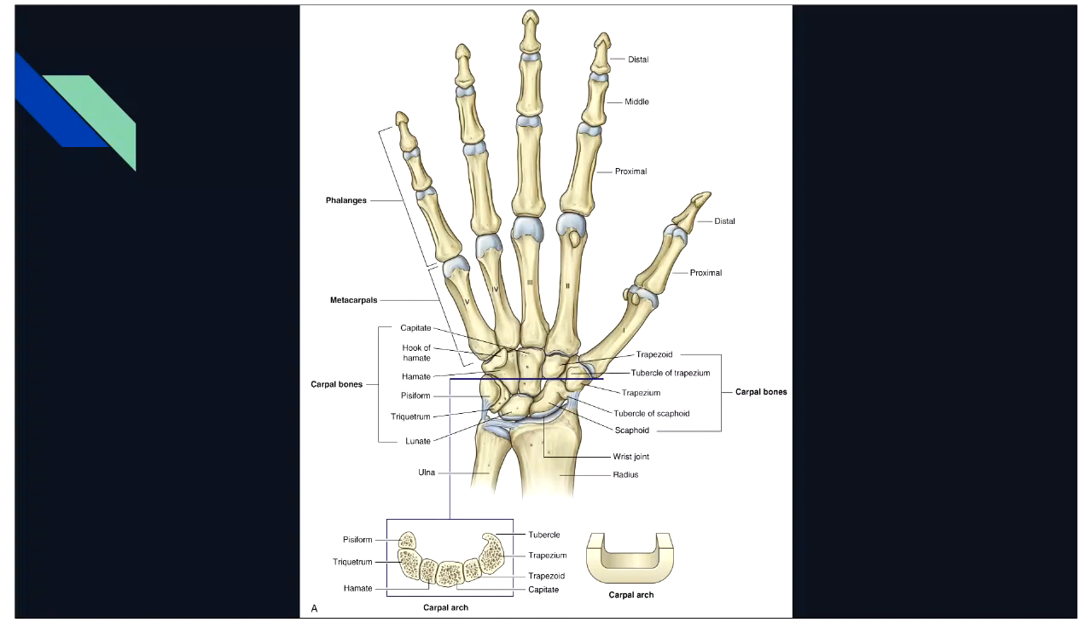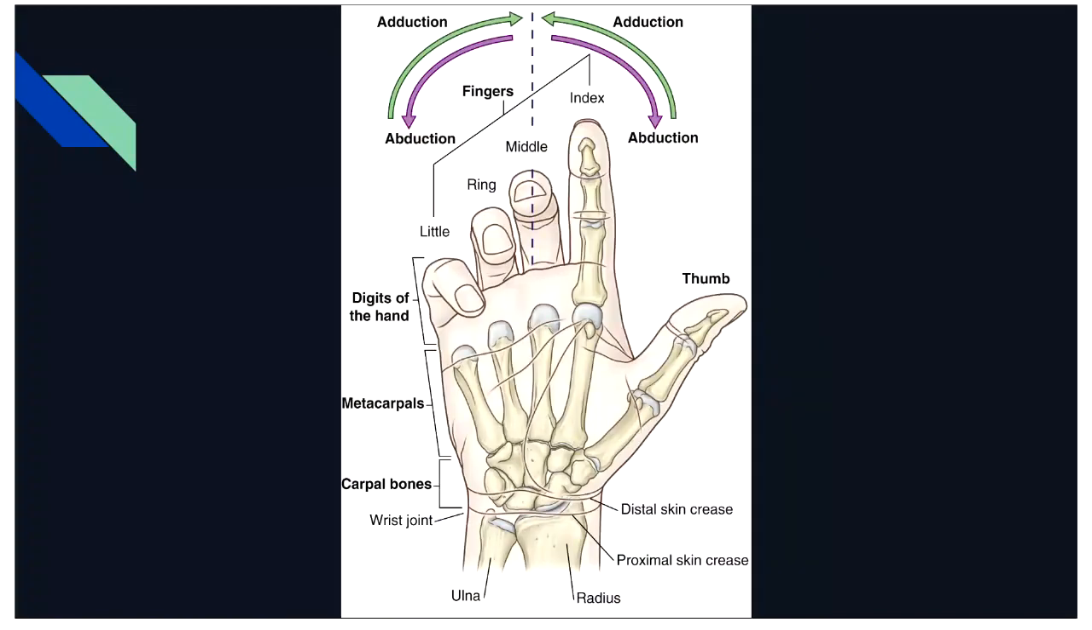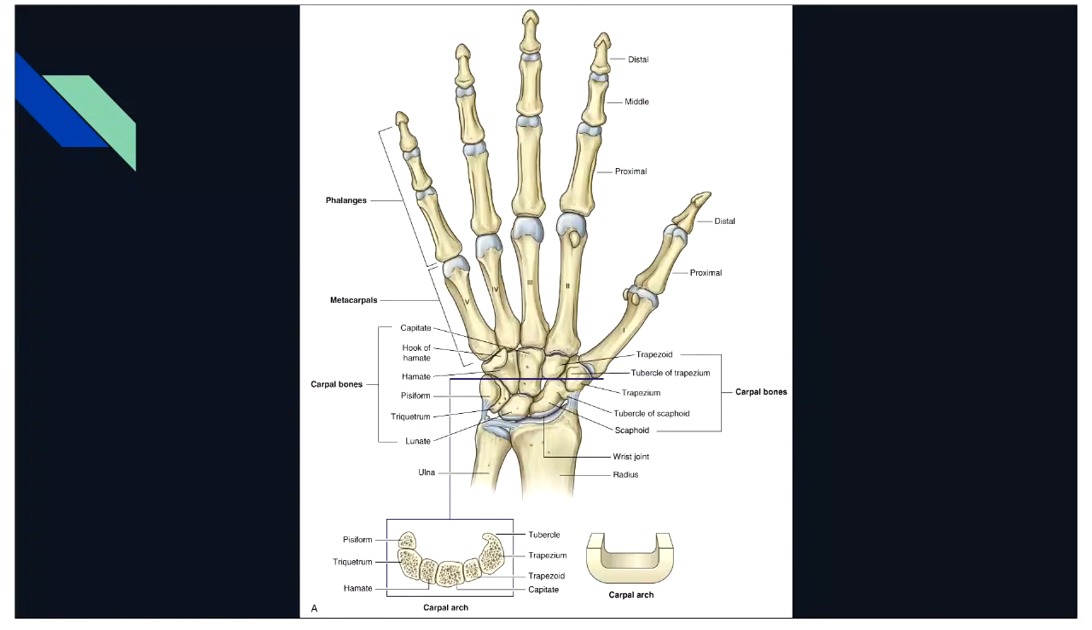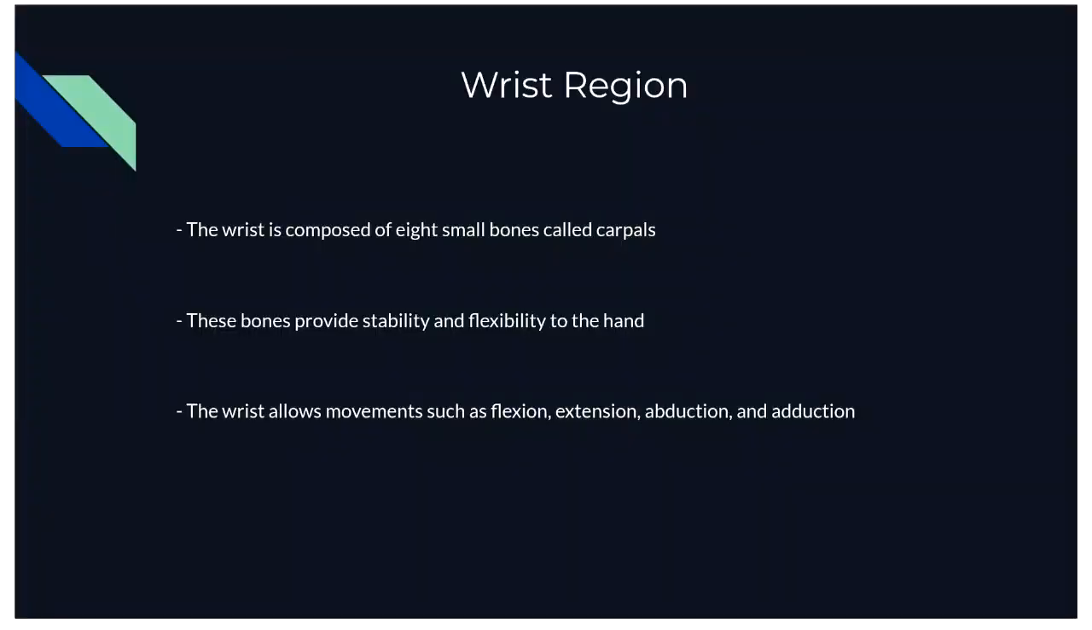Now, if you look down here, this is the arch of it. So this is the carpal arch. That's how it's set up. These are the same bones I was talking about: the pisiform, the hamate, capitate, trapezoid, trapezium, all right? So know all those structures. The wrist is composed of, like I said, 8 small bones. These bones provide stability and flexibility to the hand. They're also injured often when a patient falls, okay? The wrist allows movements such as flexion, extension, abduction, and adduction, okay?